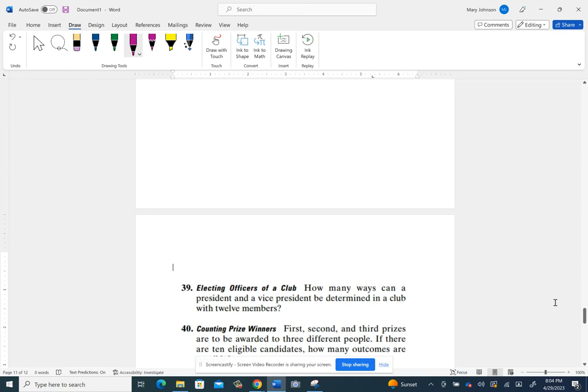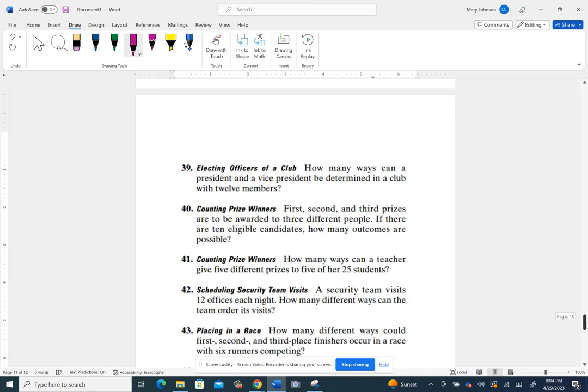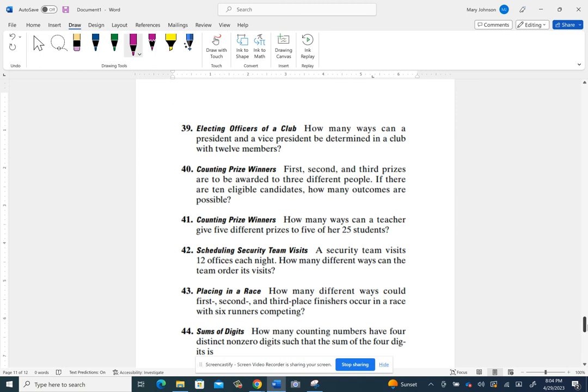All right, let's continue with 10.3. 10.3 dealt with permutations and combinations. So it's still counting, it's still chapter 10, counting problems, but you just have to know the difference between when do you use this and when do you use that. You need to be sure you know how to find those buttons on your calculator, and you need to know which one to use when.